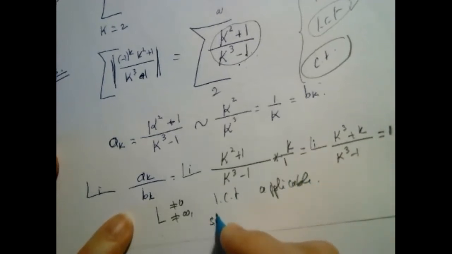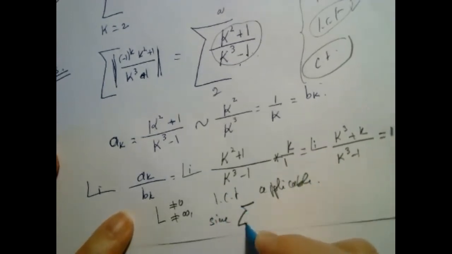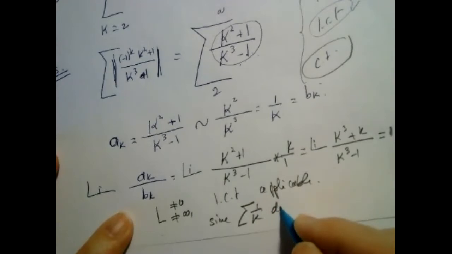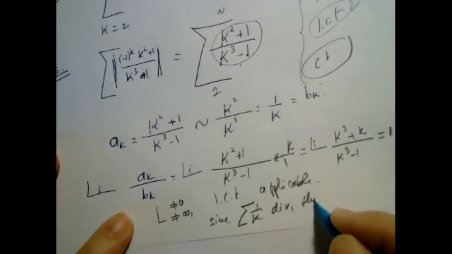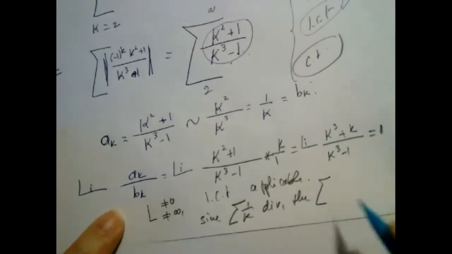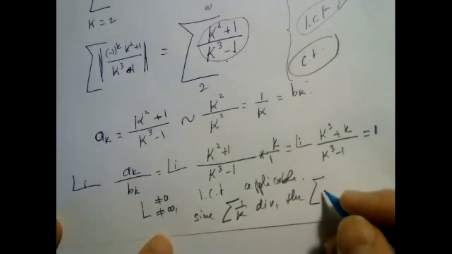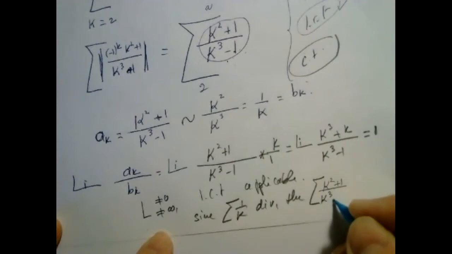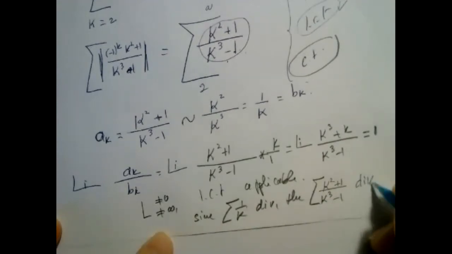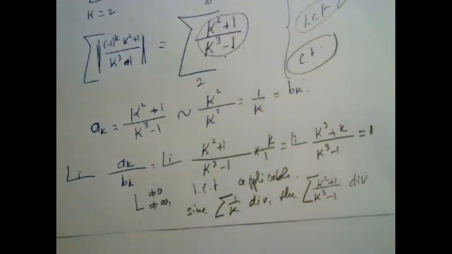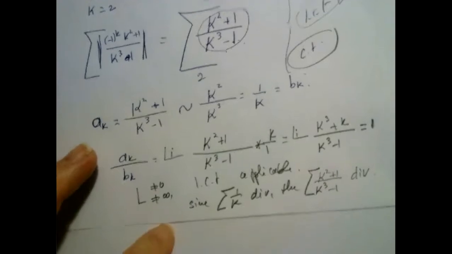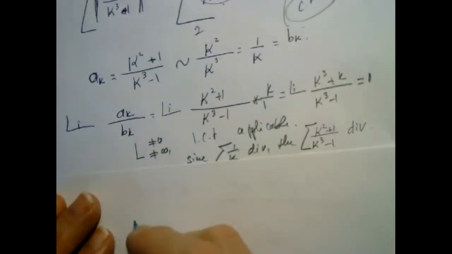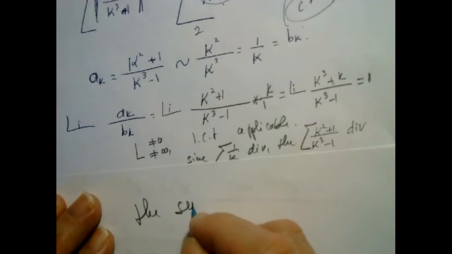Now, since sigma 1 over K diverges, the series sigma K squared plus 1 over K cubed plus 1 will also diverge. It means the series is not absolutely convergent. So again, that's another situation. The original series is not absolutely convergent.